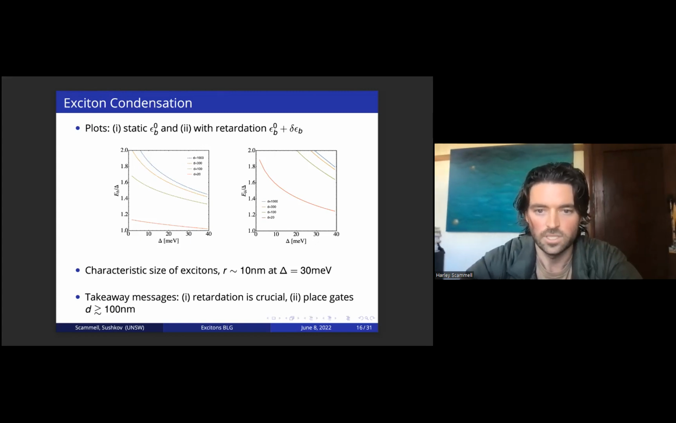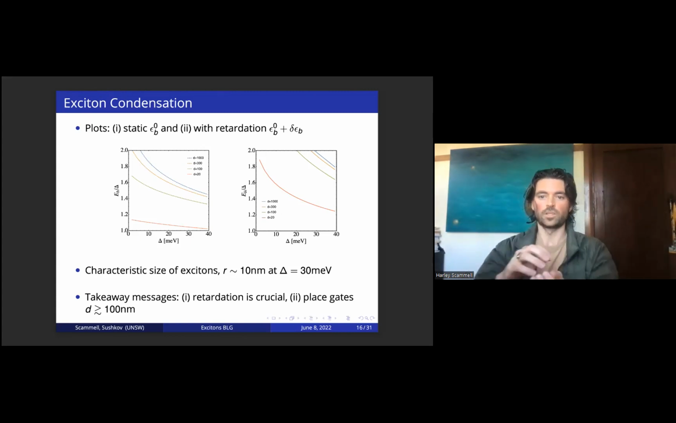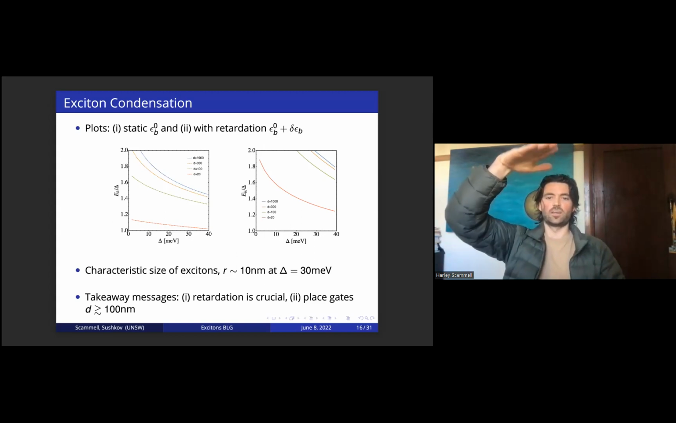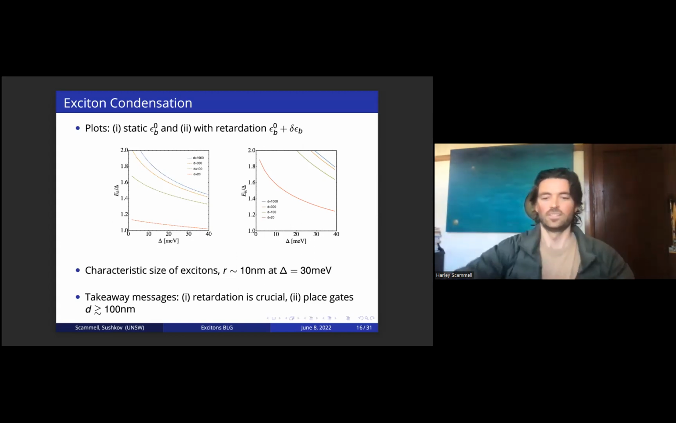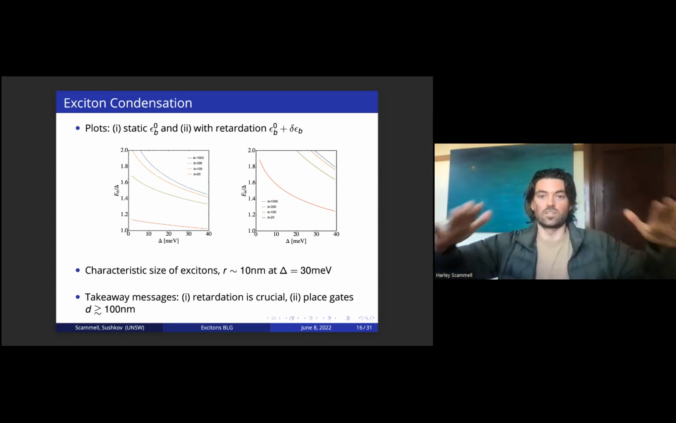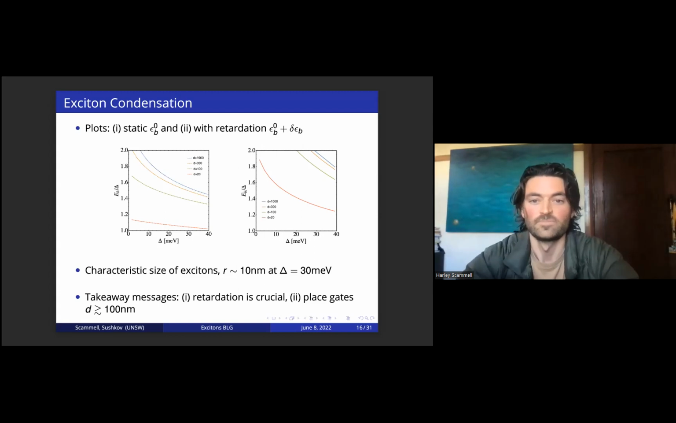Right. So yeah, key point: retardation is crucial, and you want to place the gates some distance, 100 nanometers or more, away. But what's a little bit curious is that, take as an example the point that delta equals 30 MeV. You can calculate the characteristic radius of an exciton, and you find that it's about 10 nanometers. And then it's a bit strange that if an exciton is only 10 nanometers and the gates are 20 nanometers above and below the plane, then why should it matter so much whether it's 20 versus 100? And we don't have, I guess, an analytic argument for this, other than that the tail of the wave function matters in real space.